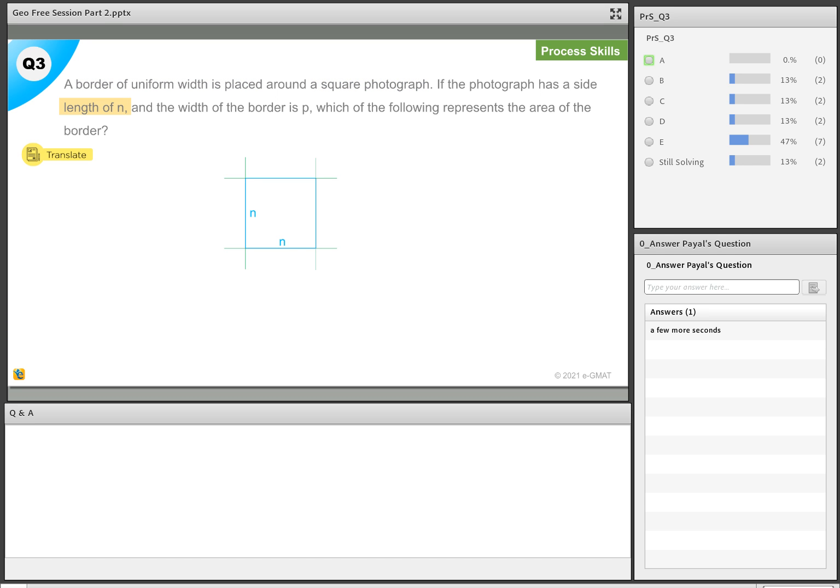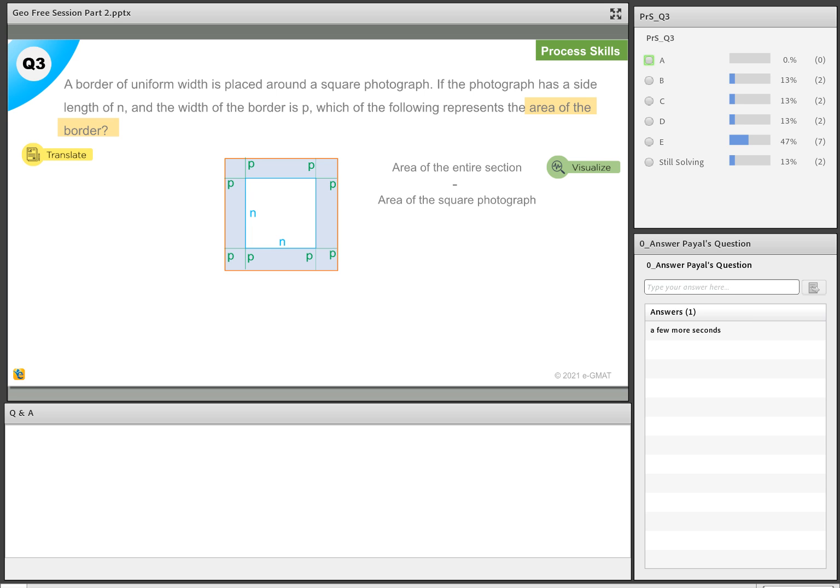If a photograph has side of length n, you mark the side length n. Okay, and the width of border is p, you mark the width of the border. Okay, and as you're doing this, the figure needs to start speaking to you. Okay, which of the following represents the area of the border? Now think about it. What is the area of the entire section? If you have to figure out the area of the border, you need the area of the entire section, and then you need to cut out the area of the square photograph. That is what is going to give you the area of the entire border, right?